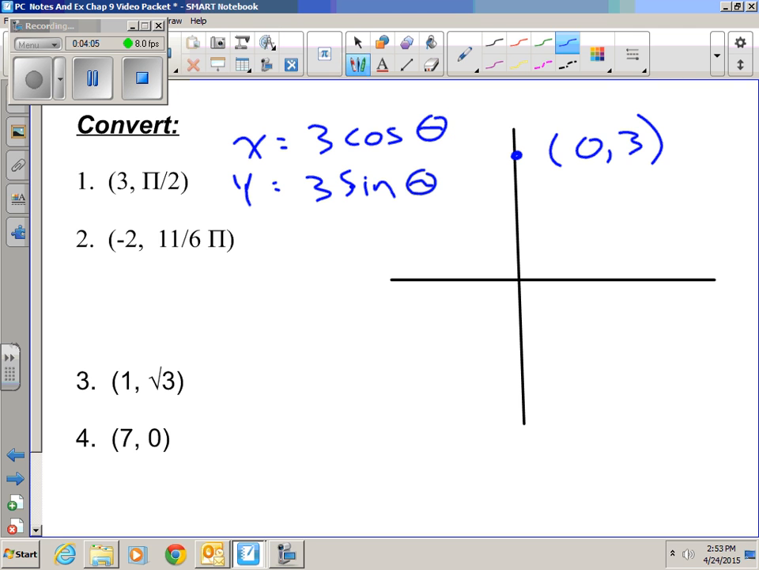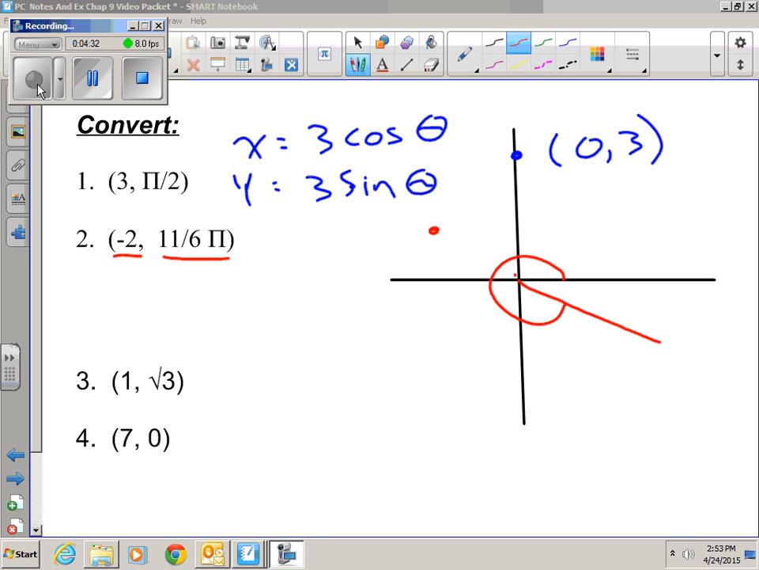If I have the ordered pair, let's change colors to red, negative 2 comma 11 pi over 6. 11 pi over 6, of course, is 210. No, it's not. It's 330. So we're going to go to 330, so we have an angle of 330, which is all the way around to here, but we have a radius of negative 2, so we're going to go back to here. Okay?